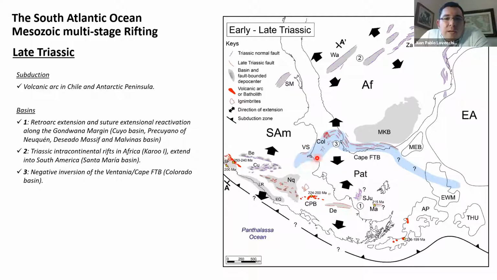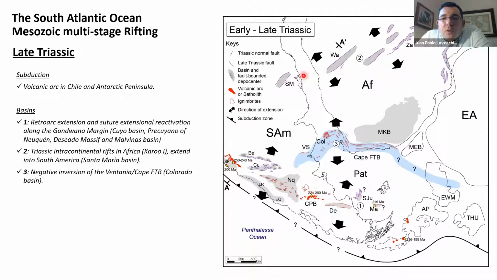We identified for the Triassic 3 groups of extensional basins. Number 1 is all these basins associated with retroarc extension. In the Triassic, there is an absolute movement of Gondwana towards the northeast, and so all the area here is subjected to retroarc extension. We have the formation of the Cuyana and Neuquén basins, an extension, and the epicenter here in the Malvinas basin of the sample that we just saw.